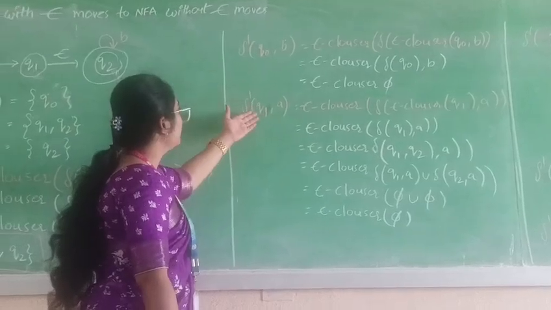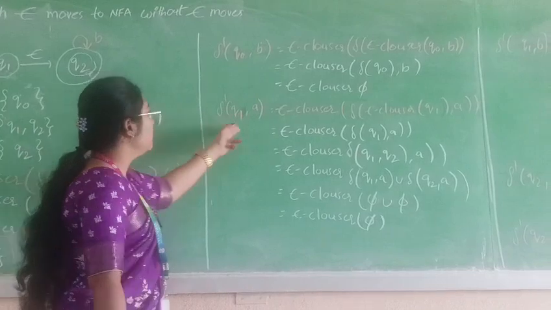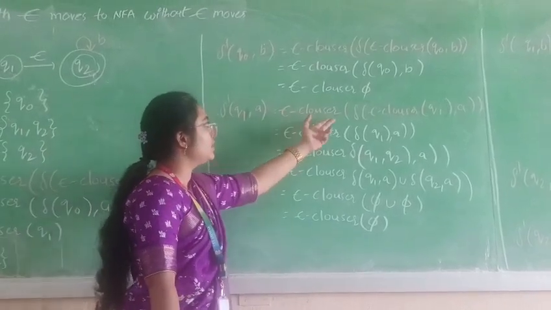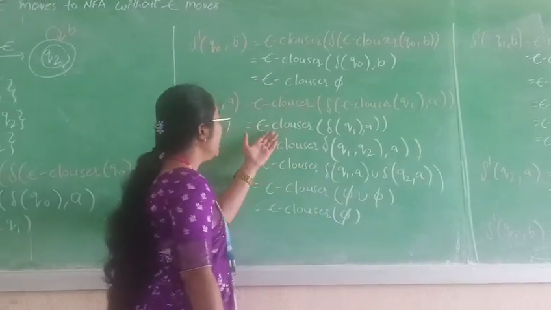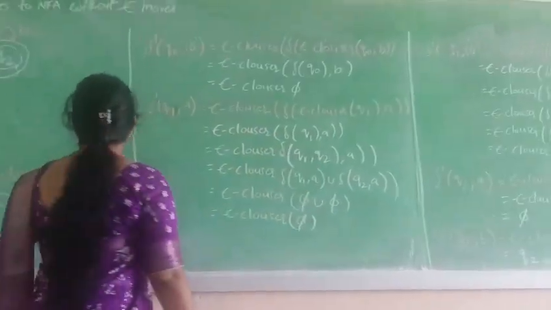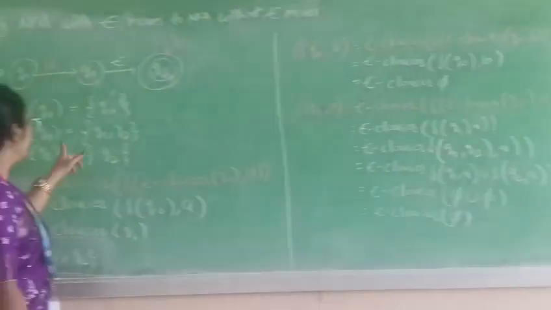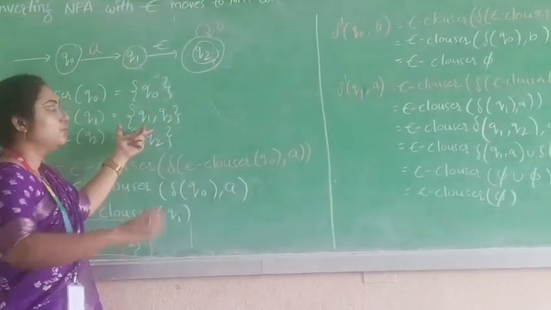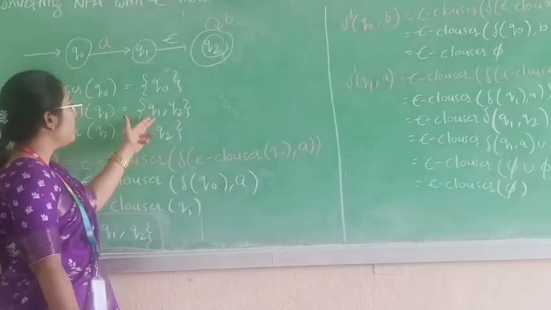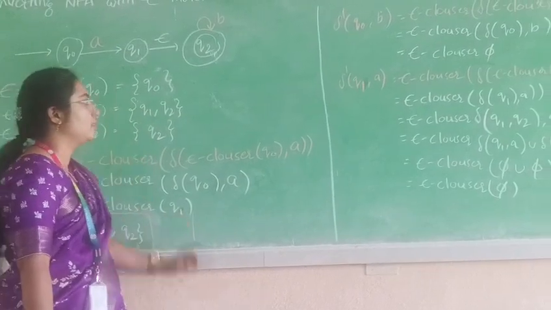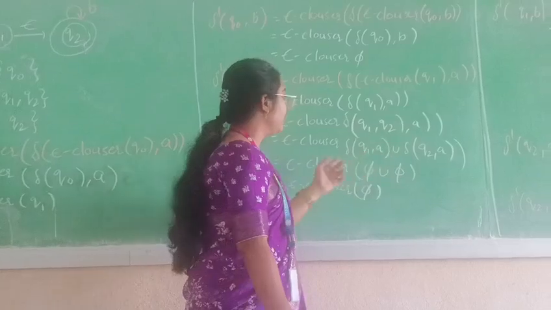Next, delta dash of Q1 comma A. We want to solve the next one. Q1 comma A, same formula: epsilon closure of delta of epsilon closure of Q1 comma A. What will you get for Q1 comma A? There is no such state. We have to do the union. Epsilon closure of Q1 is Q1 and Q2. So we initiated Q1 comma Q2 with A.